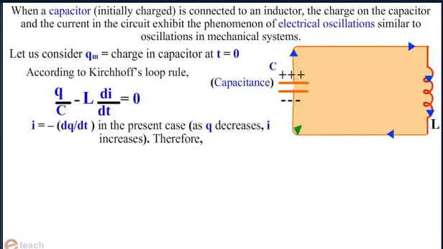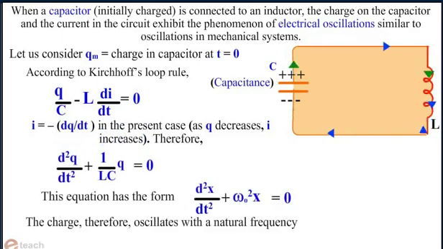Then according to Kirchhoff's loop rule, Q by C minus L di by dt equals 0. I equals minus dq by dt in the present case, as Q decreases, I increases. Therefore, d2q by dt2 plus q by LC equals 0. Note that this equation has the form d2x by dt2 plus omega naught square x equals 0, which is the equation for a simple harmonic oscillator.